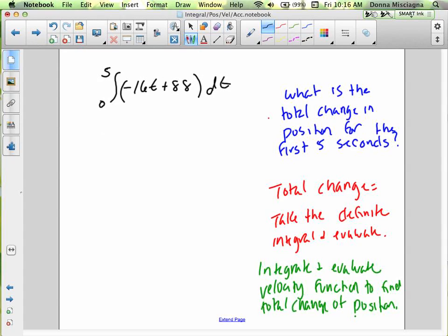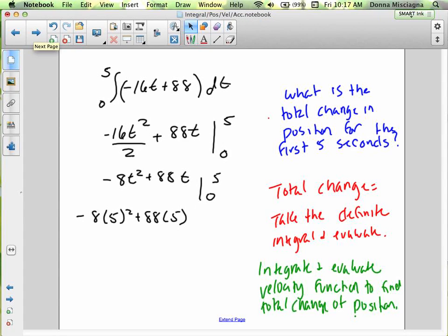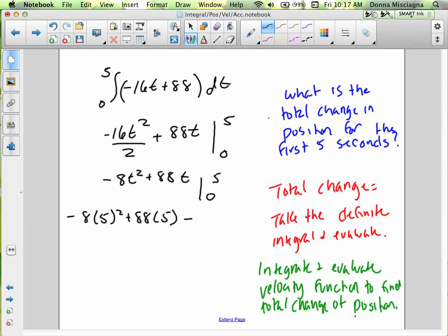So we're going to have negative 16t squared divided by 2 plus 88t, and we're going to evaluate that from 0 to 5. And that reduces to negative 8t squared plus 88t, from 0 to 5. So we have negative 8 times 5 squared plus 88 times 5, and then minus negative 8 times 0 squared plus 88 times 0, which is going to be 0. So we only have this one here.